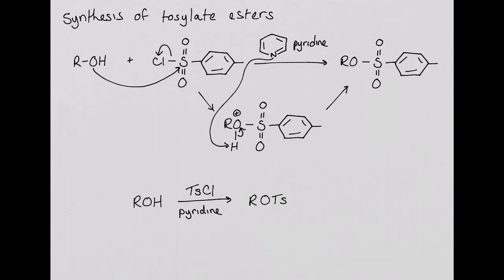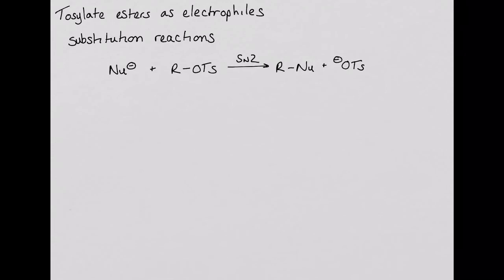Because the tosyl group is such a good leaving group, tosylate esters make very good electrophiles in both substitution reactions and elimination reactions. Tosylate esters can be used in many different types of substitution reactions. Typically, they undergo SN2 reactions. Remember that SN2 reactions require strong nucleophiles.